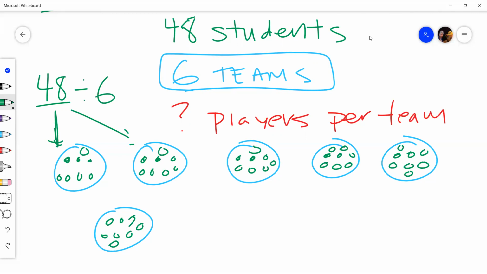Now to figure out my answer, how many are in each team, I'm just going to count how many I got on a team. I got 1, 2, 3, 4, 5, 6, 7, 8. And again, to make sure I'm right, it's equal teams. So I would want 8 on every part.